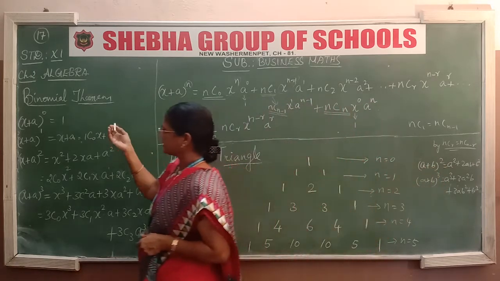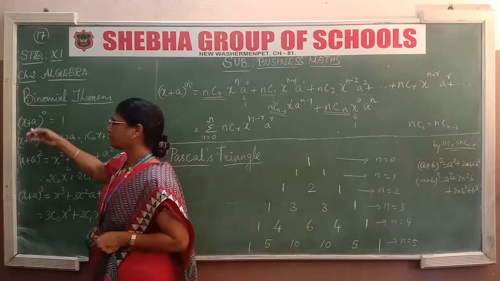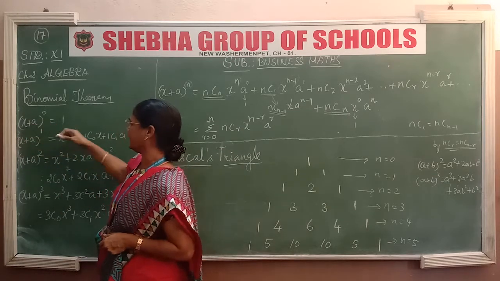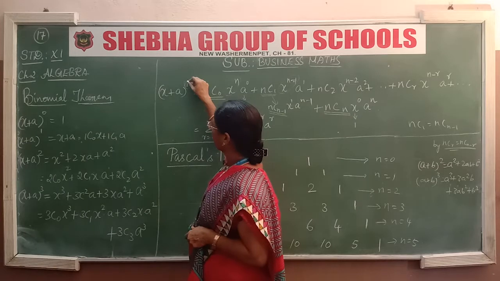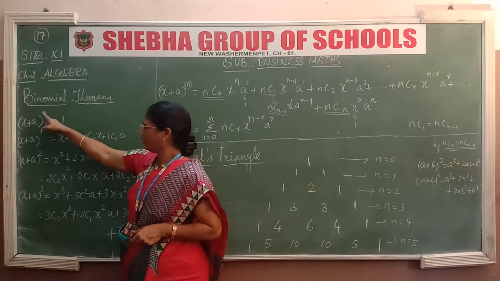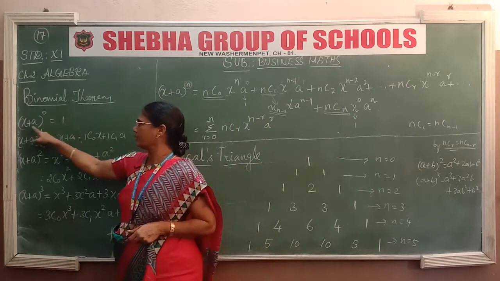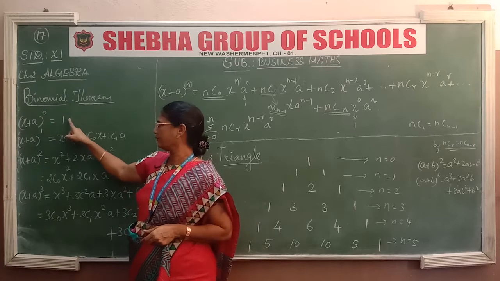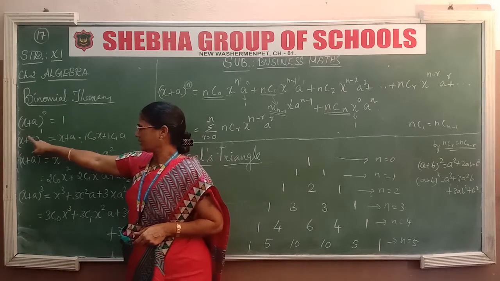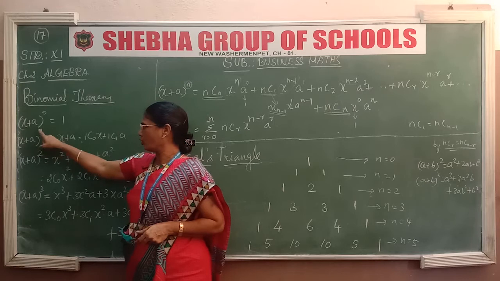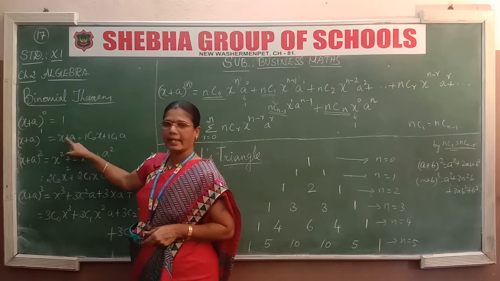Here we are using x plus a instead of a plus b. First take n is equal to 0, that is (x plus a) whole power 0. Anything power 0 is 1, we know very well, this is equal to 1. Suppose n is equal to 1, that means (x plus a) whole power 1. This is simply x plus a.